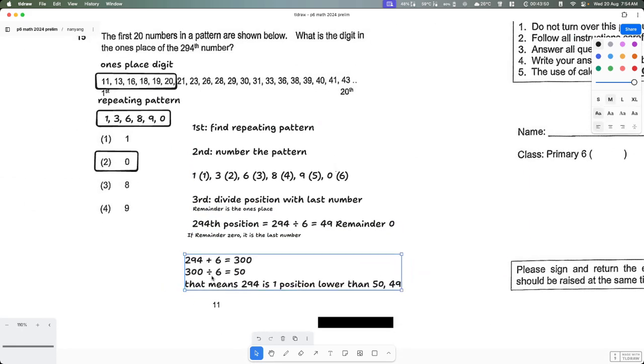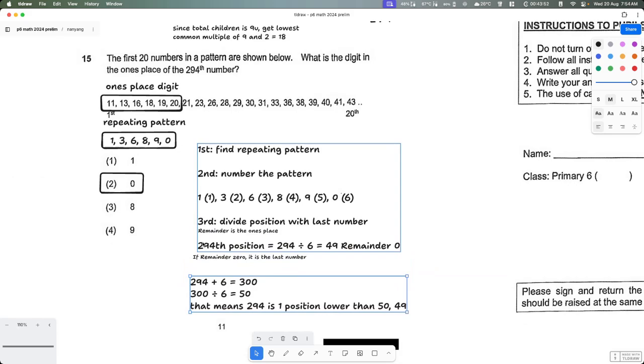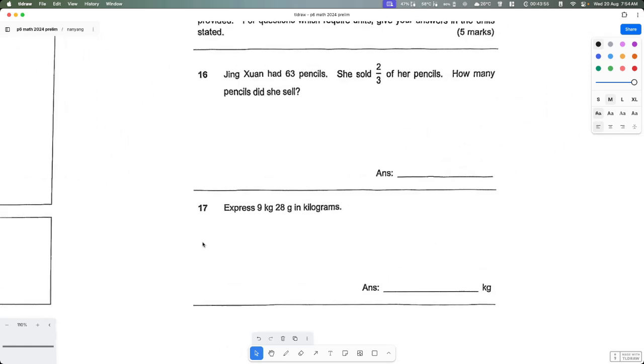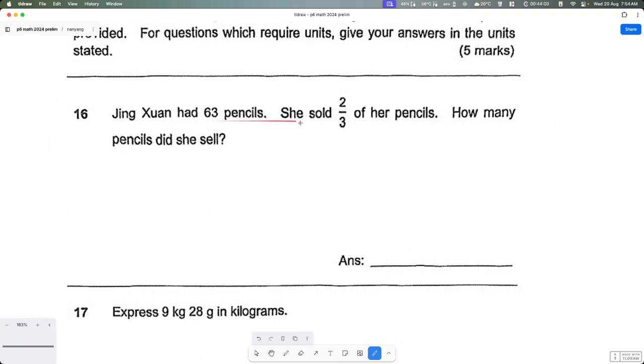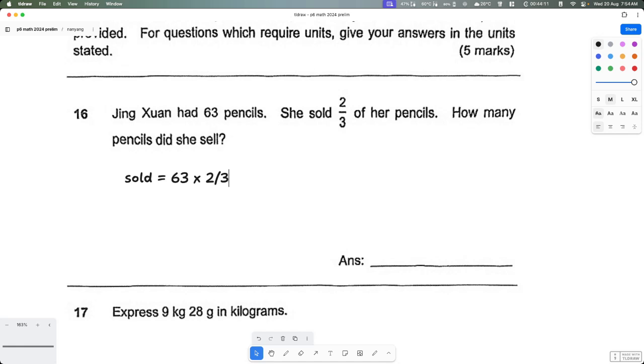I'm a bit lazy for this. Okay, so let's move on to the next question. Question number 16. So Jing Swan had 63 pencils. She sold two-thirds of her pencils. How many pencils did she sell? So sold is equal to 63 times 2 over 3, which is basically 63 divided by 3 times 2. Okay, so 63 divided by 3 is 21 times 2, which is 42. Okay, so the answer is 42.